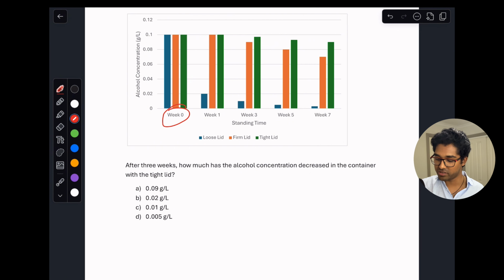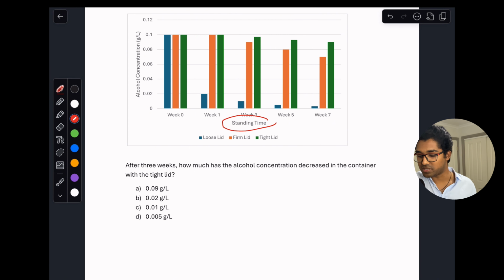So we have week 0, week 1, week 3, week 5, week 7. So after 3 weeks, week 1, 0 to 1, that's 1 week. And then week 1 to 3, well, that's 3 weeks in total. So we know that we're looking at this column here. Now, what does the graph show me? Well, it shows me something called standing time. I don't know what standing time is. That's fine. Then it shows me alcohol concentration.